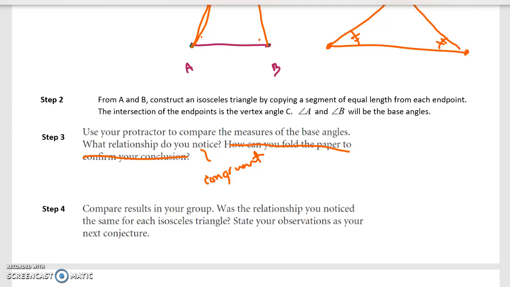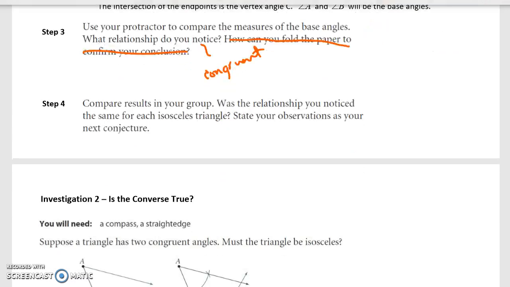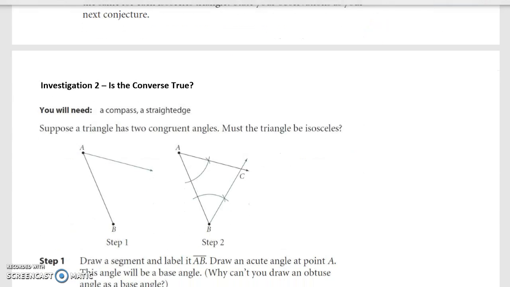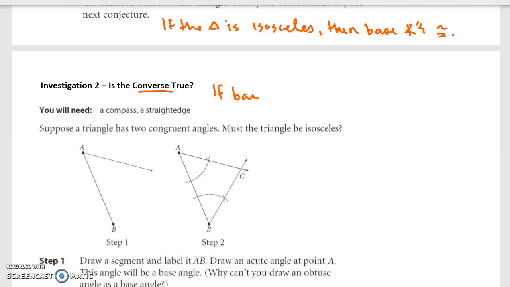So is the converse true? So this time, we don't know if the triangle is isosceles. So if the triangle is isosceles, then the base angles are congruent. But the converse would be if the base angles are congruent, then is the triangle isosceles? We don't know. Let's take a peek.